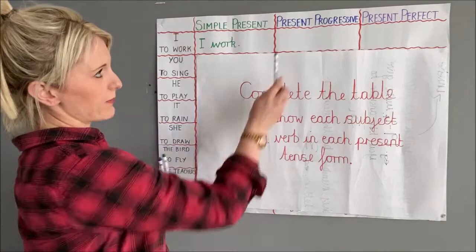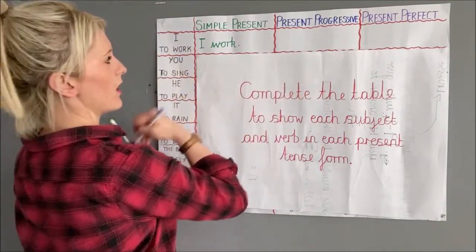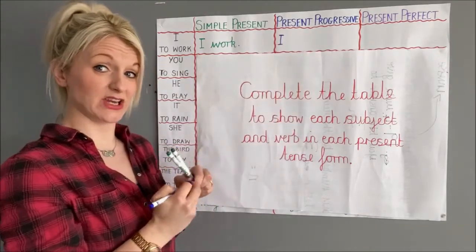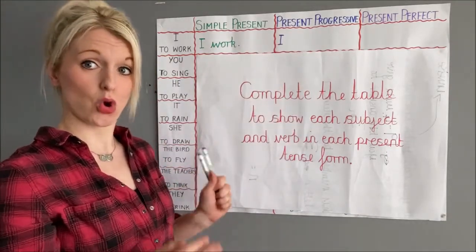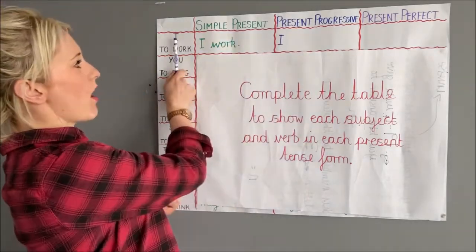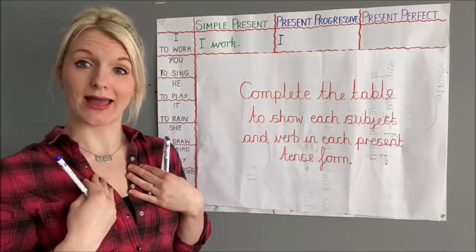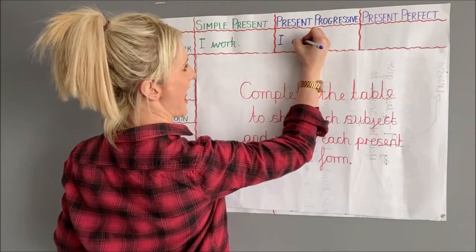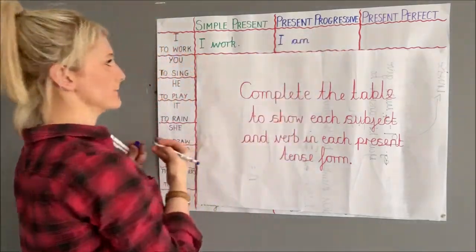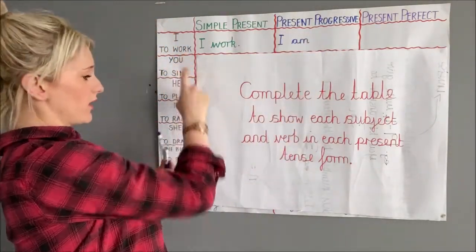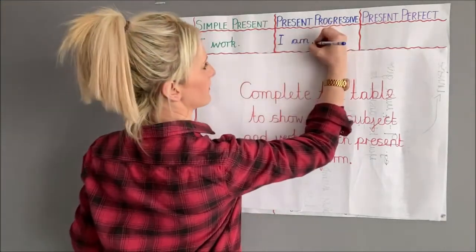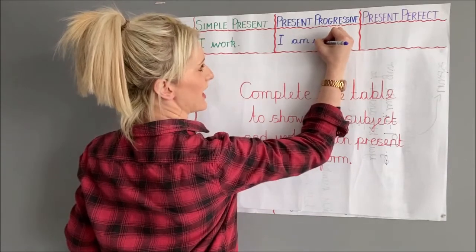Now I'm going to look at my present progressive. So I'm starting with the I as my subject again. Now remember, this is the one where we need to use am, is, or are. So it's I, and I say I am. So my second part is going to be am. I am. And the verb was work, so I need to put working, because I need to use the present participle, which is the ing form.